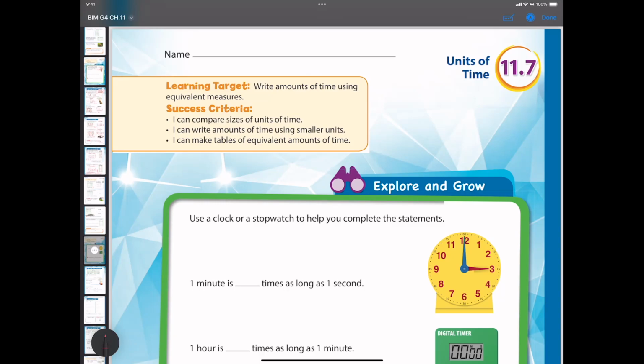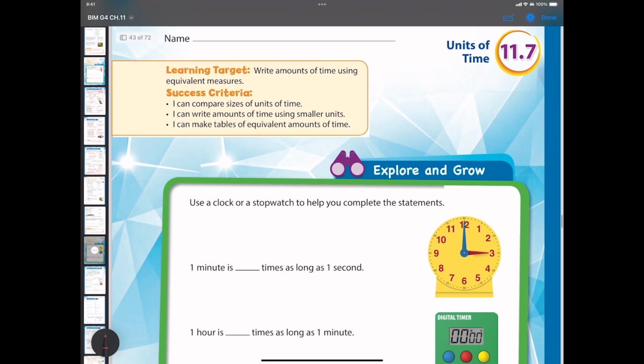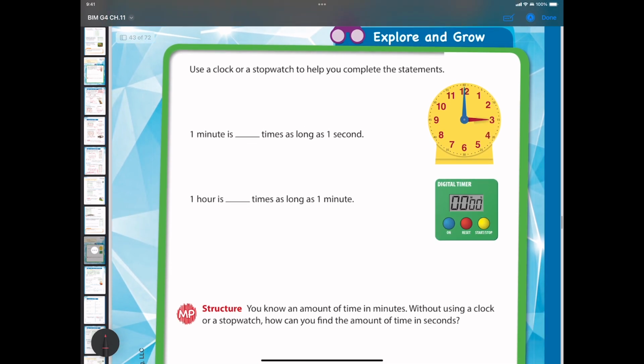This is lesson 11.7, units of time. Our target is to write amounts of time using equivalent measures. I want you to be able to compare sizes of units of time, write amounts of time using smaller units, and make tables of equivalent amounts of time. Use a clock or a stopwatch to help you complete the statements.